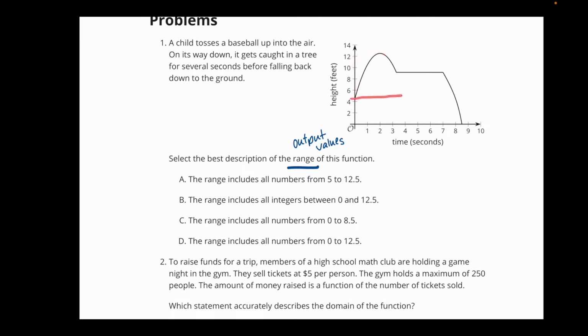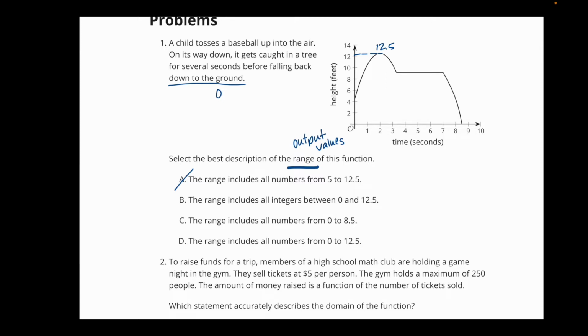But we do also, using our graph, have numbers that fall below 5, so that doesn't actually work. Because, if you notice, it falls down to the ground, and the ground is 0. So, not going to quite work. We do have a maximum on our graph here, though, of 12.5, it looks like, so we'll say 12.5. So the range includes all integers between 0 and 12.5.